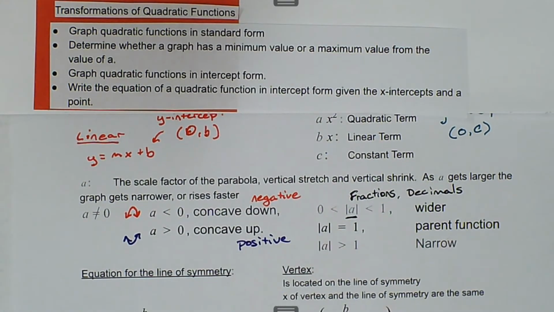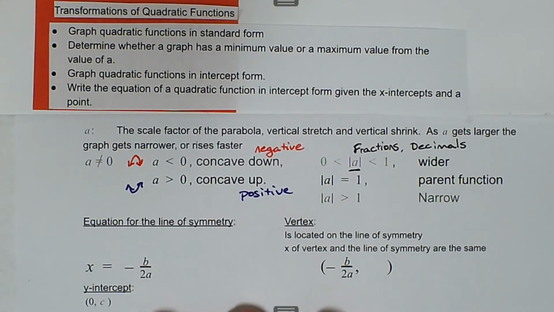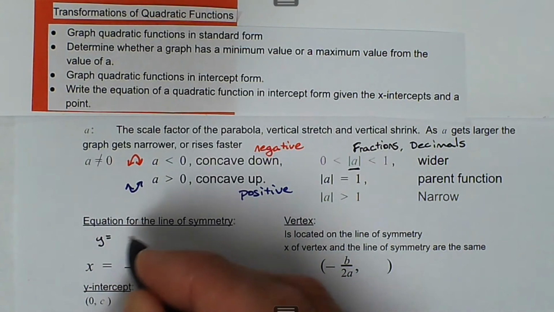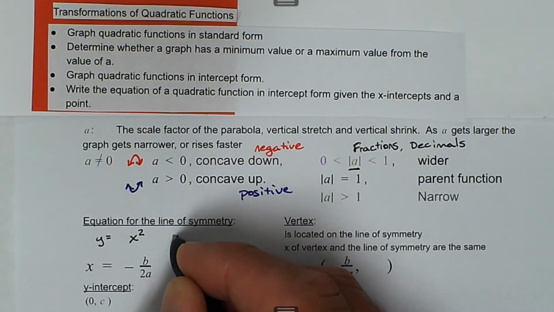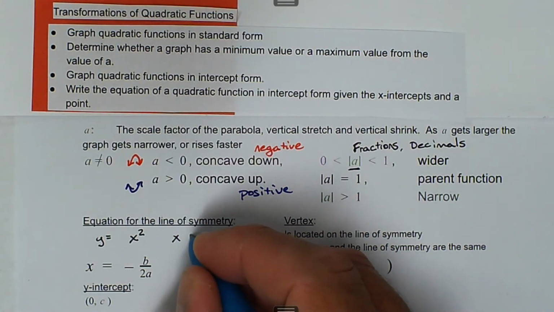A couple more pieces of information. So the equation of the line of symmetry, we get from x equals negative b over 2a. So the equation written in standard form is y equals ax squared plus bx plus c.